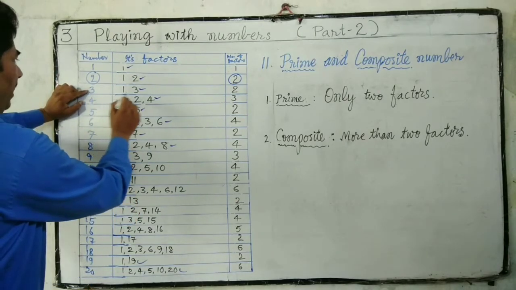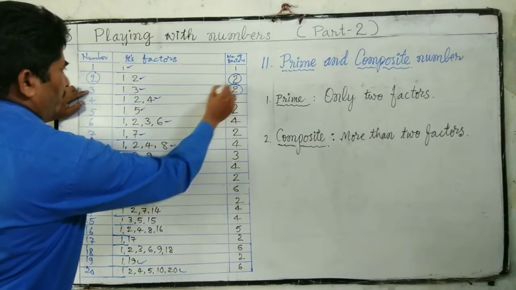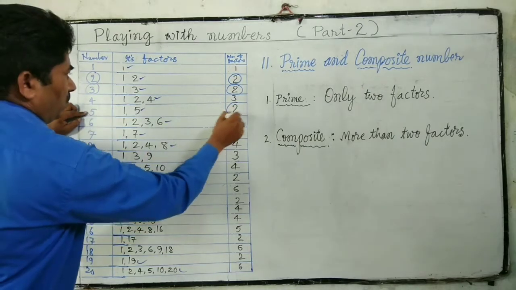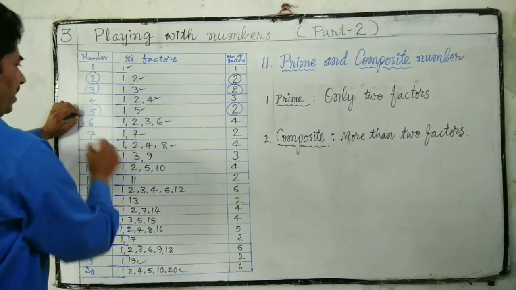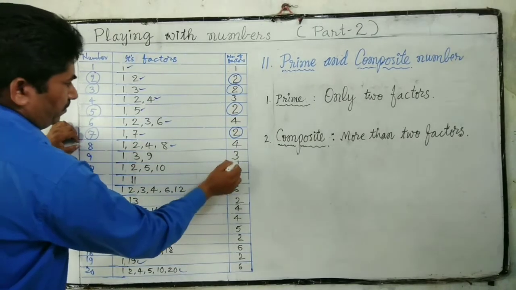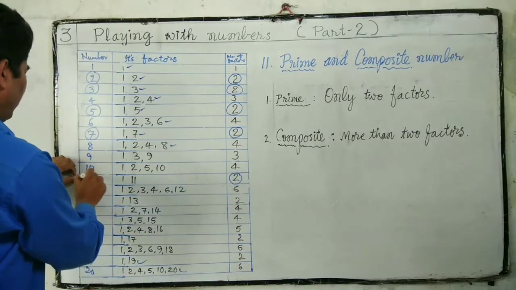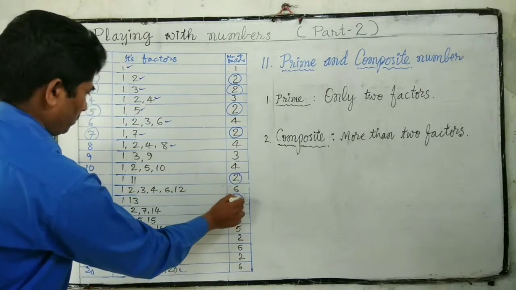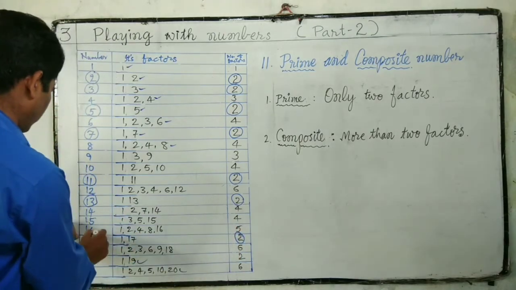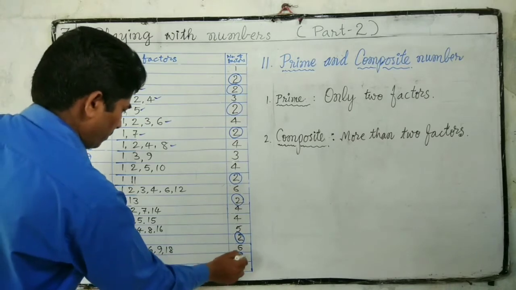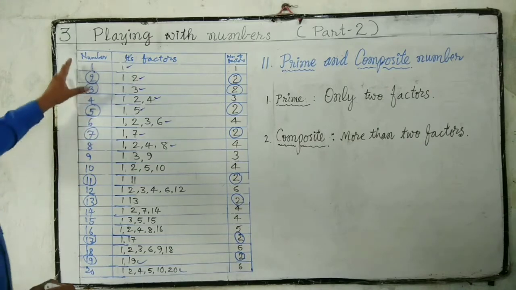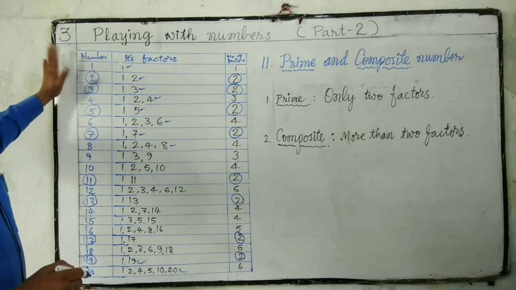3 has only 2 factors. So this is also a prime number. 5 has only 2 factors. So this is also a prime number. 2, 7, 11, 13, 17, 19. So up to 20, these are primes from 1 to 20.